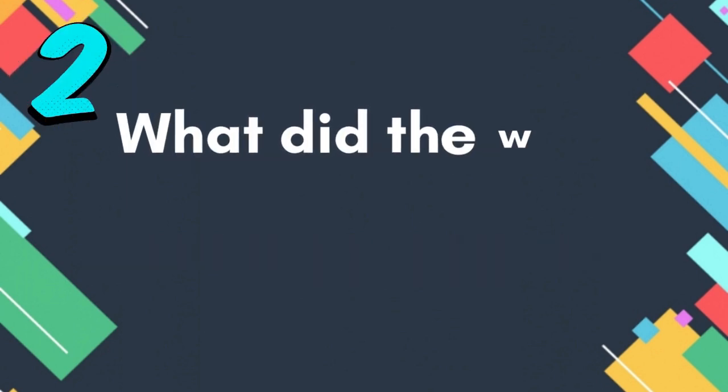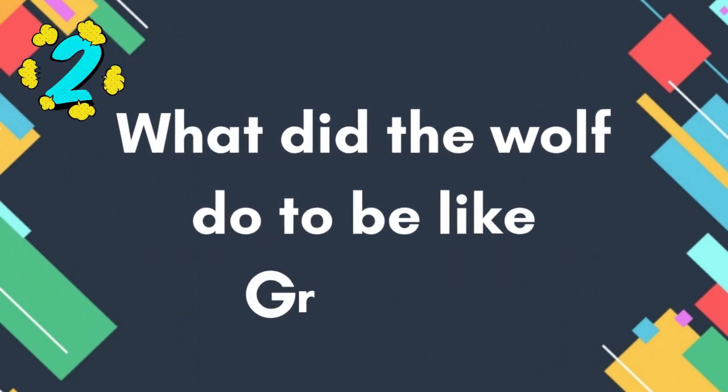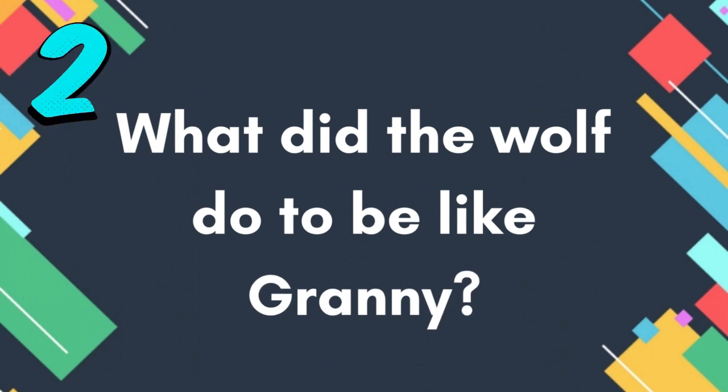Number 2. What did the wolf do to be like Granny? Based on the story we read, the answer is he dressed like Granny. We use what in asking a question when we want to know about a thing or action.